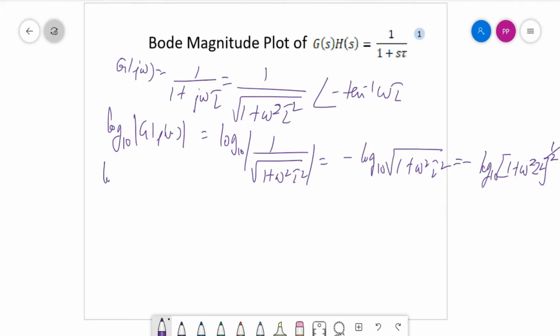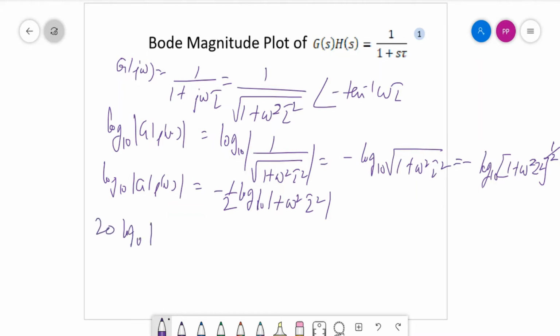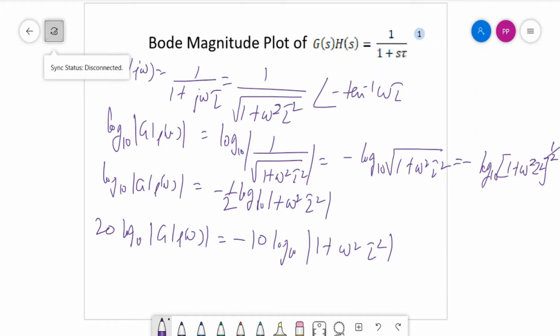So we can write log base 10 of mod G at j omega equal to minus of 1 by 2 log base 10 of 1 plus omega square tau square, like this. So if you write 20 log base 10 mod G at j omega equal to minus of, so 20 by 2 is 10, so minus of 10 log base 10 of 1 plus omega square tau square. So we can draw it very systematically.